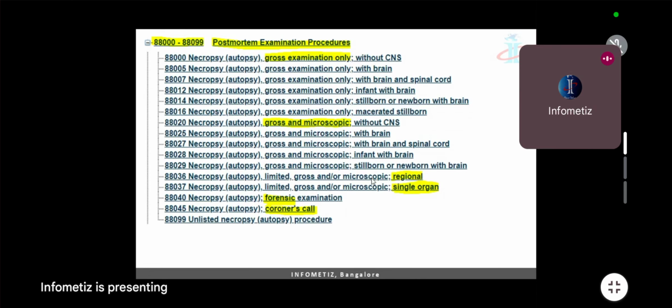Now, stillborn is a baby who died before birth. Okay, the baby is dead in the mother's womb. That is stillborn, born as a dead body. So like we have seen, the baby is born before birth, right? That is stillborn. Newborn is within 28 days. 0 to 28 days is known as a newborn.